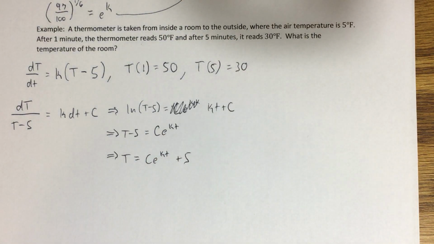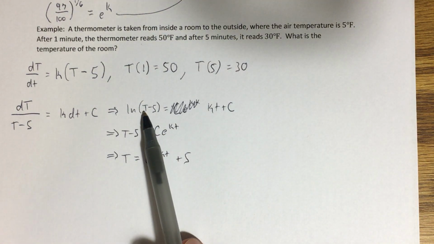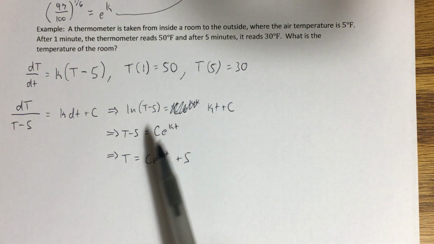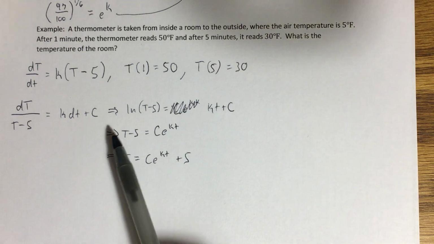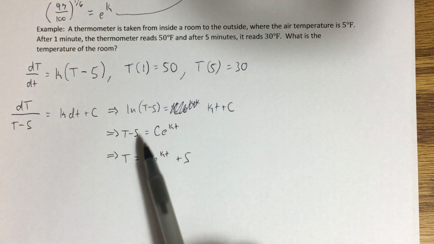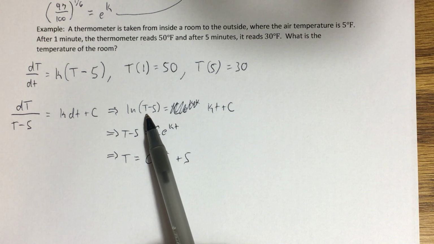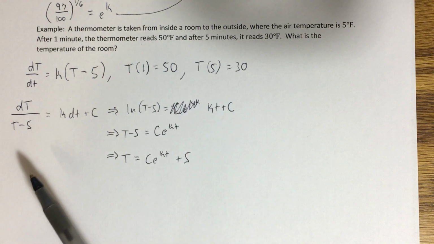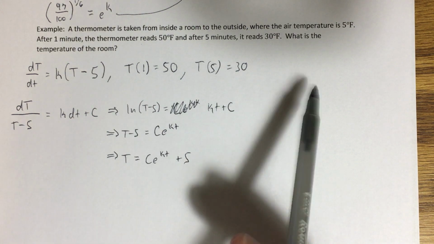Okay, a couple of things. First of all, once again, I did not use absolute values here, and why didn't I do that? Well, I know that T minus 5 is going to be positive. And how do I know that? I know that because the temperature of the thermometer is going to be greater than 5 degrees at any given time in this model.